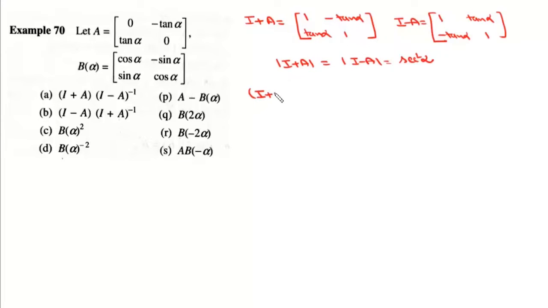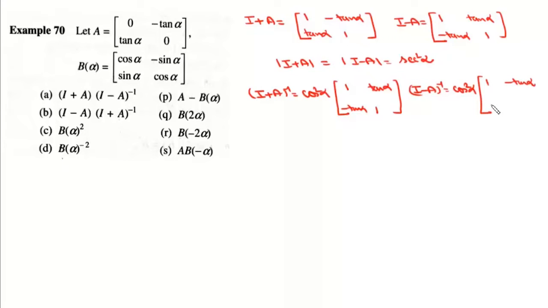So we can write I plus A inverse as, now 1 upon determinant will be 1 upon secant square alpha, which actually will be cos square alpha, and into, now we'll interchange A and D. So this is 1 and 1, and here we'll change the sign. So it will be tan alpha and minus tan alpha, and in the same way I minus A inverse will be cos square alpha and then 1 minus tan alpha and it will be equal to 1. Now first we'll find I plus A into I minus A inverse.